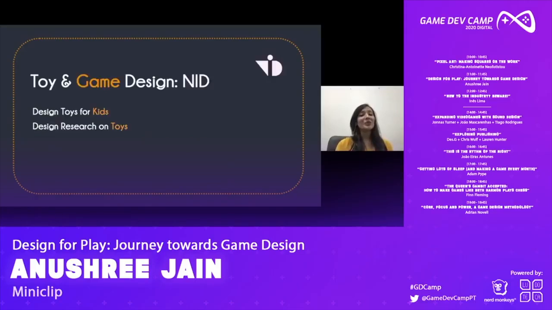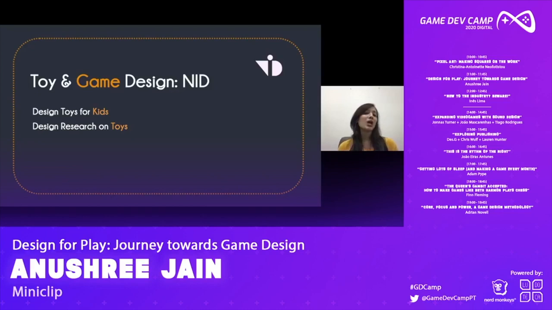So I went to this institute called the National Institute of Design in India, and I took up the course Toy and Game Design. This course was the place which taught me all about play design that I know now, and we studied toy design and game design, and most importantly play design.